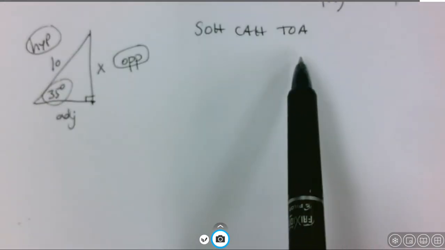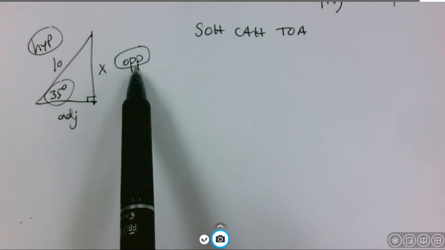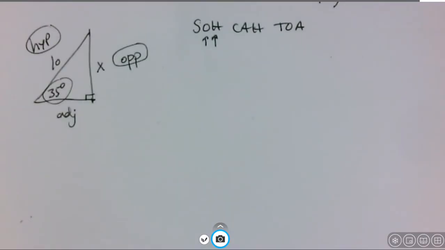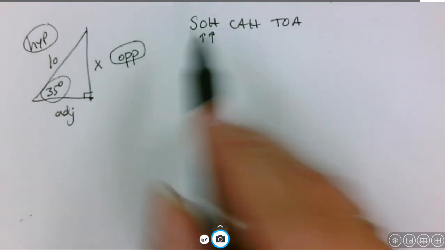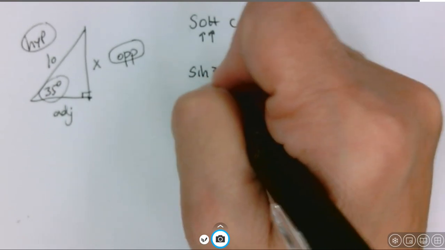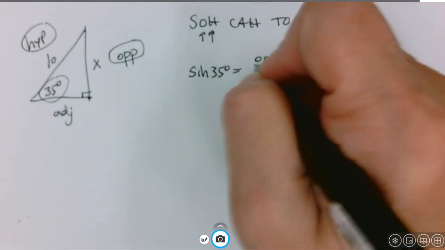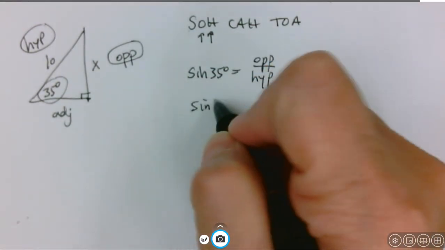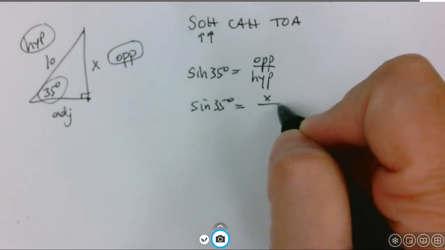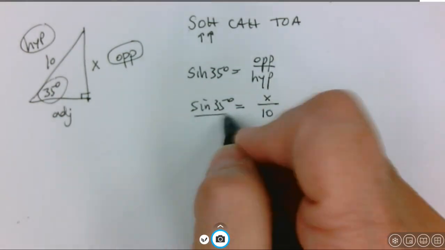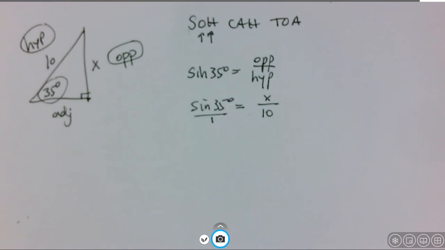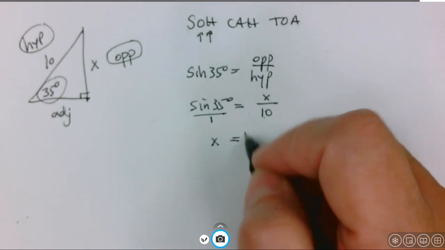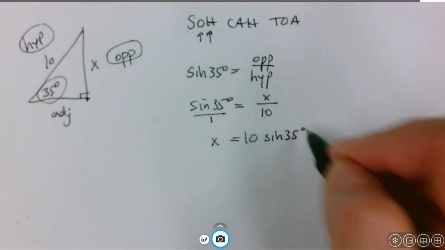So which one of these am I going to use? Well, let's see what I have. I have opposite and I have hypotenuse. So that's going to be these two, opposite and hypotenuse. So I'm going to use sine. I'll write it like this. Sine 35 degrees is equal to opposite over hypotenuse. Okay, and so sine 35 degrees is equal to x over 10. Put this one over a 1, so you have a proportion statement. And now cross multiply. 1 times x is x. 10 times sine 35 is 10 sine 35.